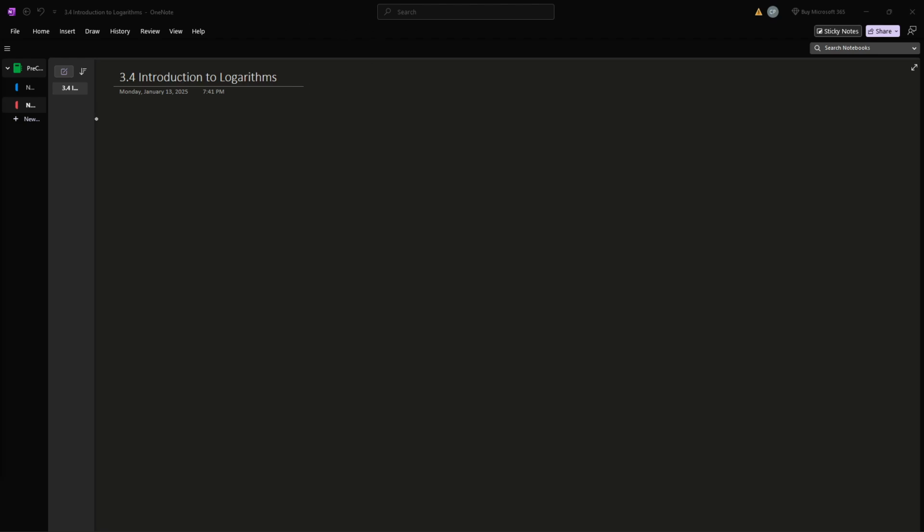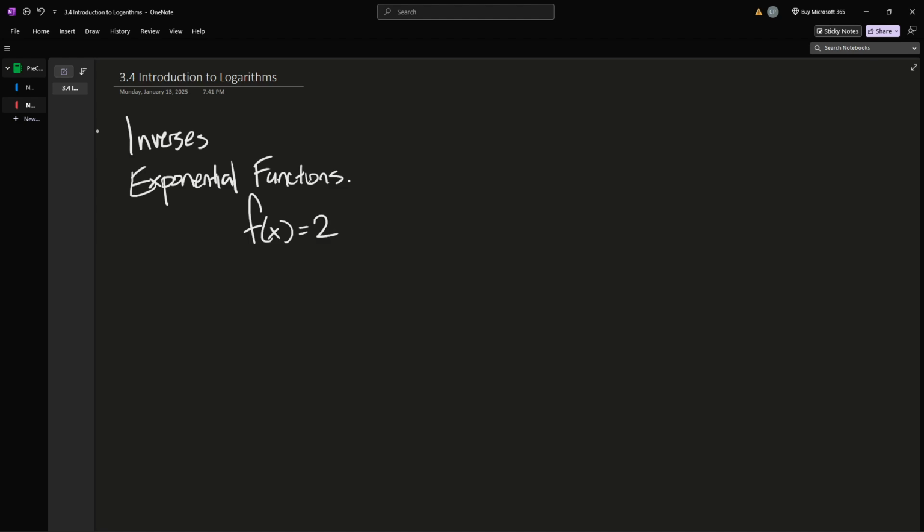So logarithms, we start off with, before in Unit 3, we talked about inverses, and we also talked about exponential functions. And exponential functions are, for example, f of x equals 2 to the x. And let's graph this real quick. F of x equals 2 to the x.